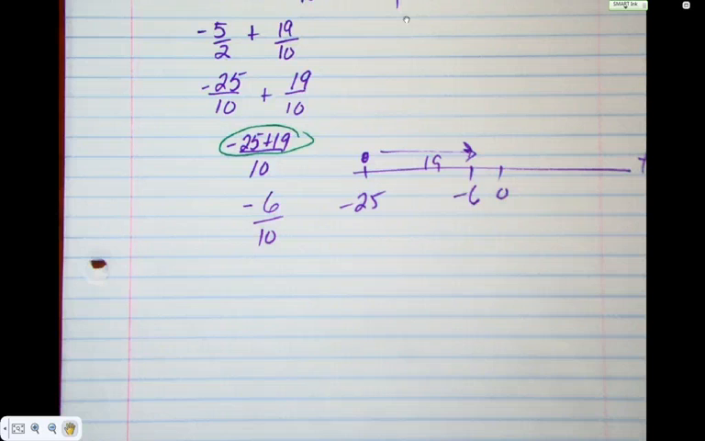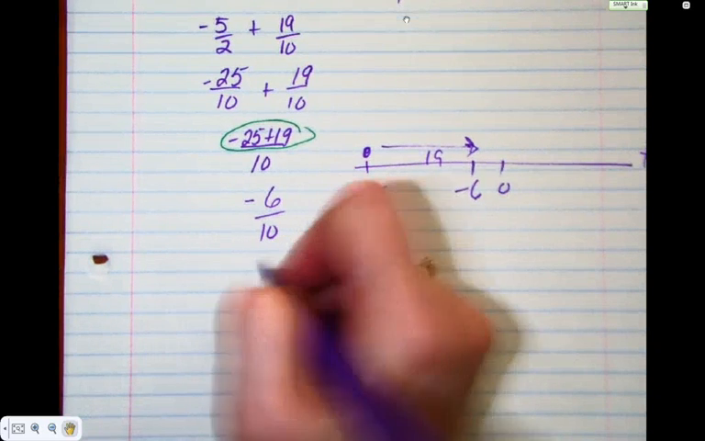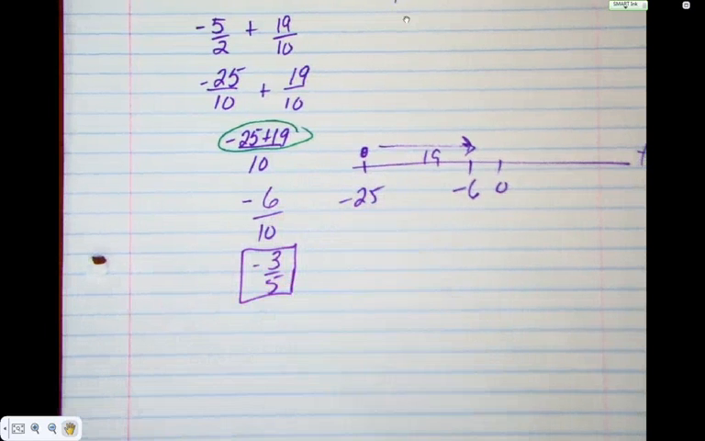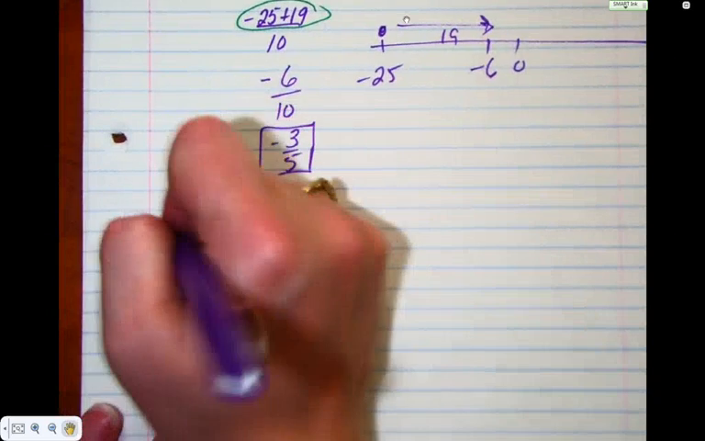Can we reduce negative 6 on 10? Final answer is negative 3/5. Who got that? Awesome, high five to you guys. If you didn't, find out what step you messed up on and fix it. E.